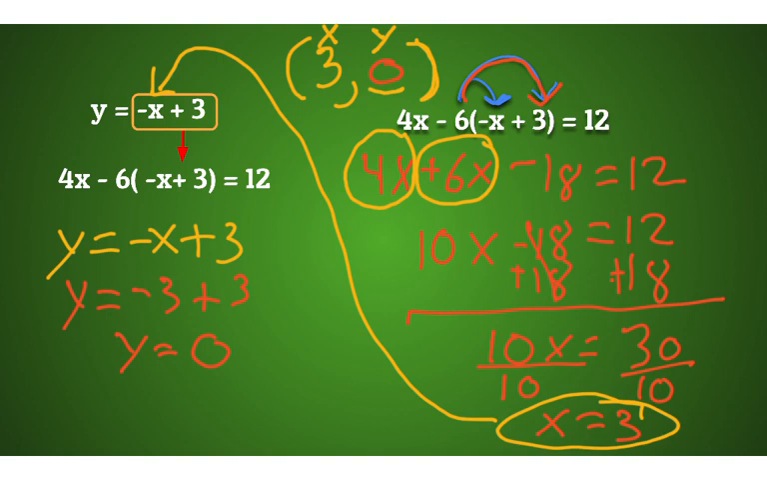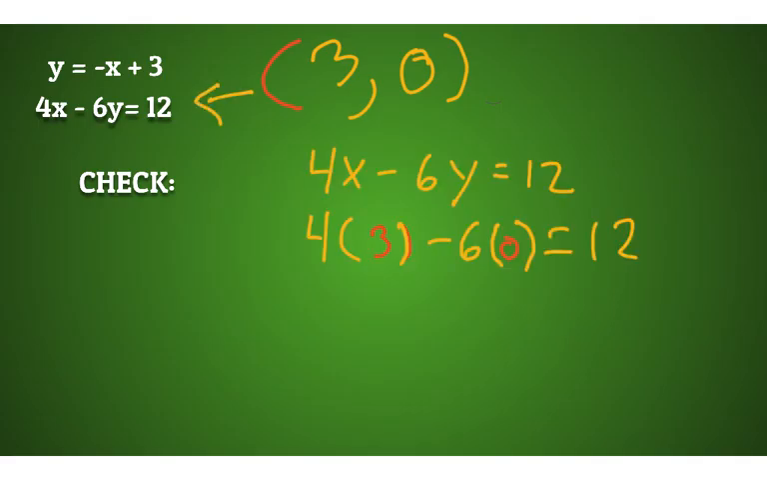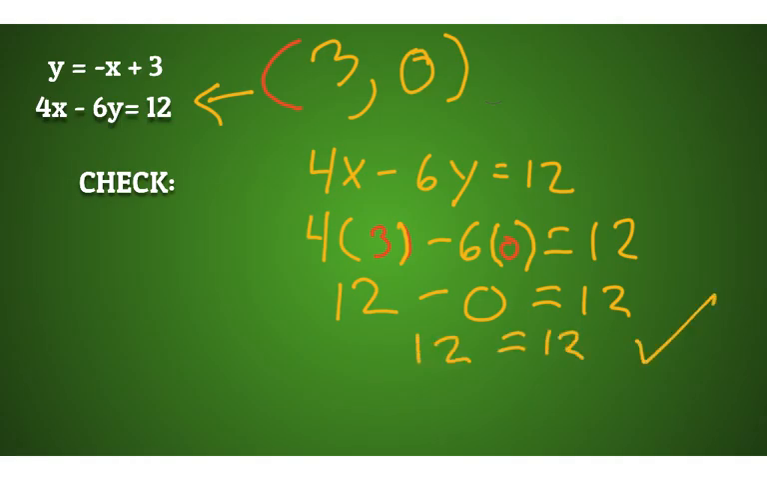The best thing to do is to check our work by plugging the coordinate into the other equation to make sure that it works as well. Here you can see I took the coordinate and plugged it into the equation, and I'm left with 4 times 3, which is going to equal 12. 6 times 0 is 0, and I'm left with 12 on the other side. 12 minus 0 is 12. So we have 12 equals 12, so we know the solution works.